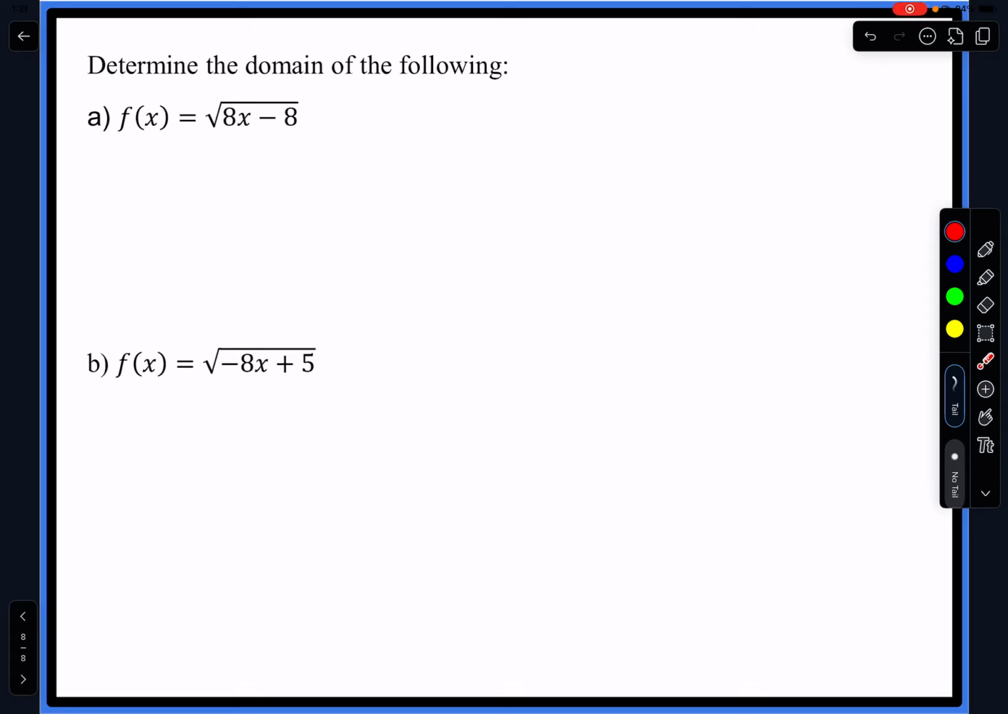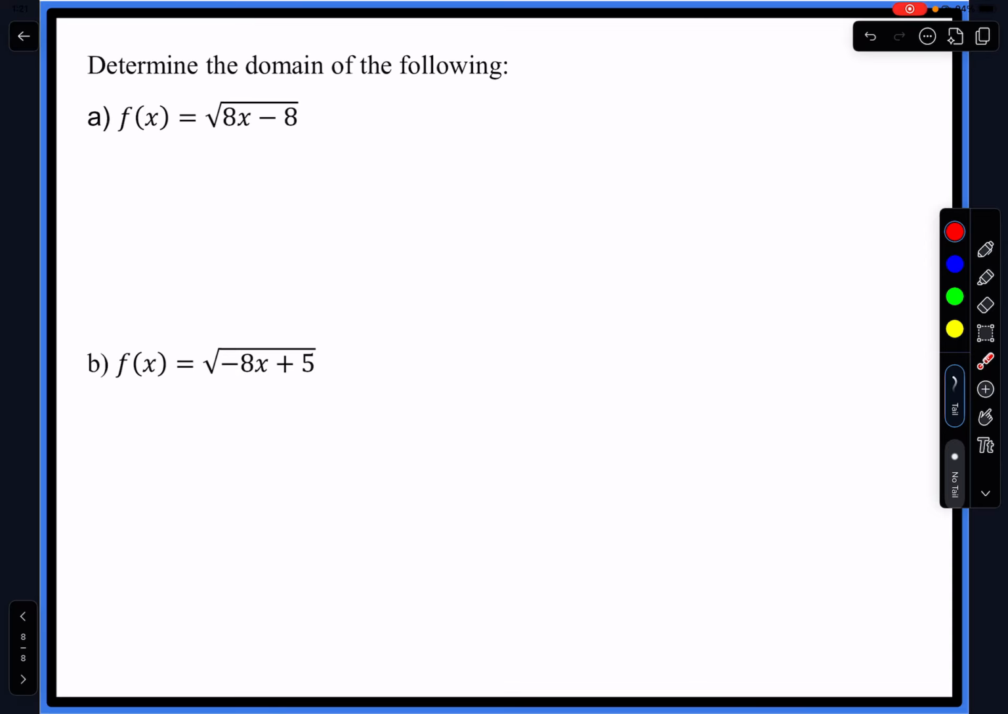I'm going to explain to you how to determine the domain for the square root functions. Now, the concept behind this is that we are not allowed to have negative numbers inside the square root because those numbers are not real. Like the square root of -9 is equal to the imaginary value of 3i. So not a real value.